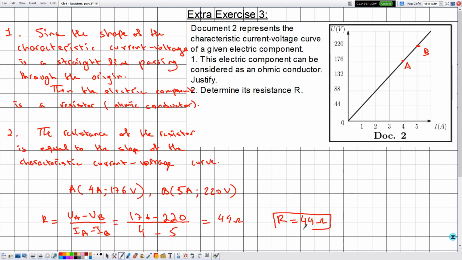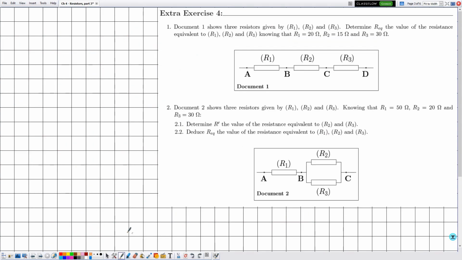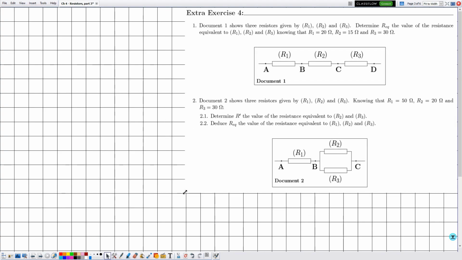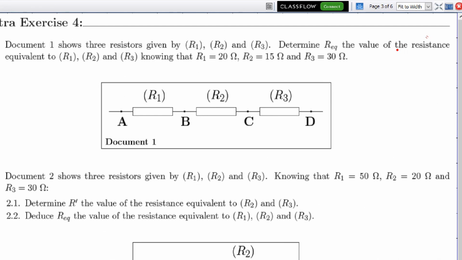So in extra exercise numbers 2 and 3 we have determined R by referring to the graph. Now let's move to extra exercise number 4. In number 1 they are telling me document 1 shows the 3 resistors given by R1, R2 and R3. Determine R equivalent, the value of the resistance equivalent to R1, R2 and R3, knowing that R1 is equal to 20 ohms, R2 is equal to 15 ohms and R3 is equal to 30 ohms. Then we are interested in determining R equivalent.